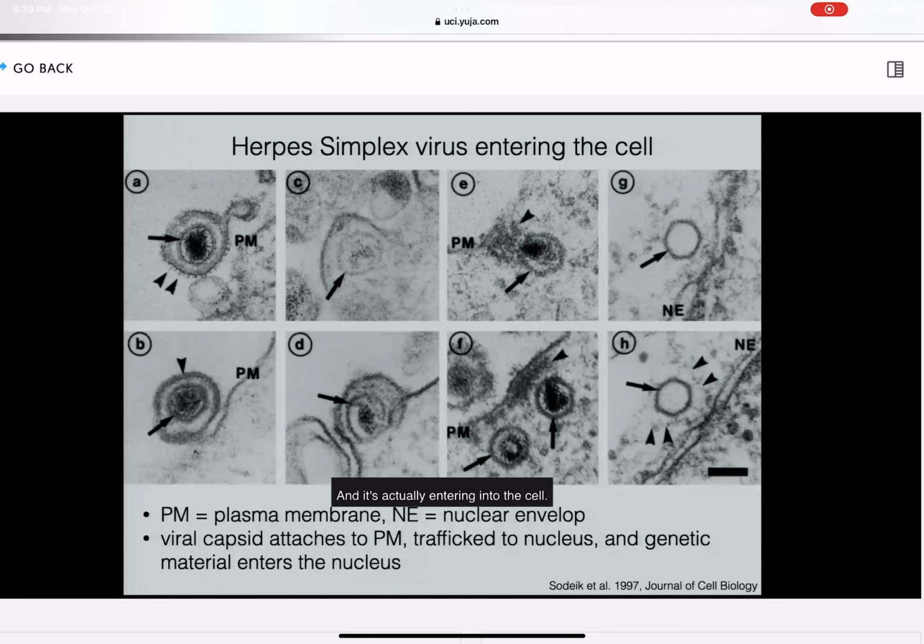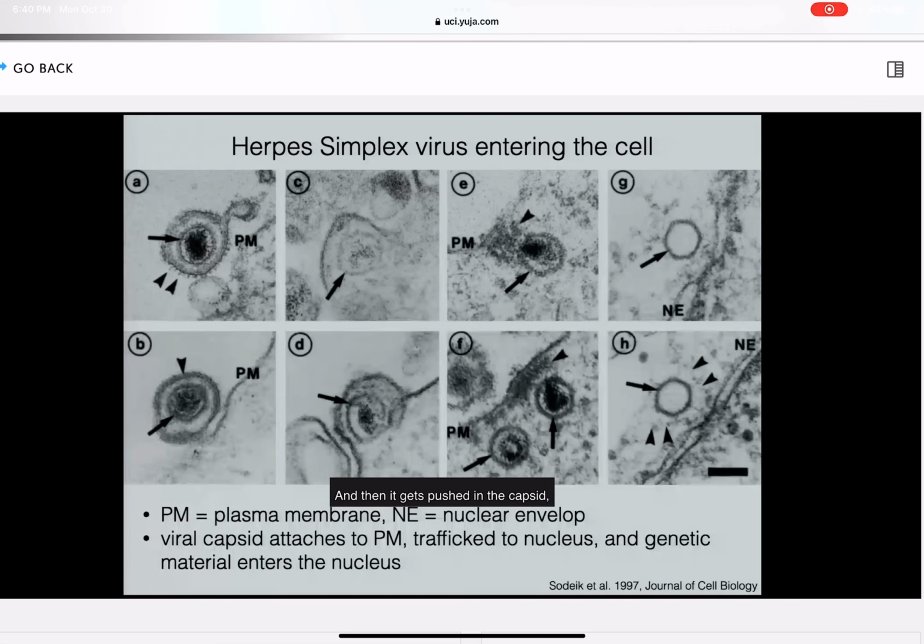Now, back to viruses. Here's the herpes simplex virus, and it's actually entering into the cell. So these are different images, real images of the herpes simplex virus. This is the plasma membrane. Remember, the plasma membrane is really wavy, and it's not necessarily all straight and concentric.